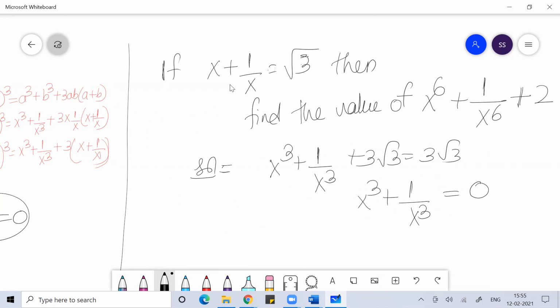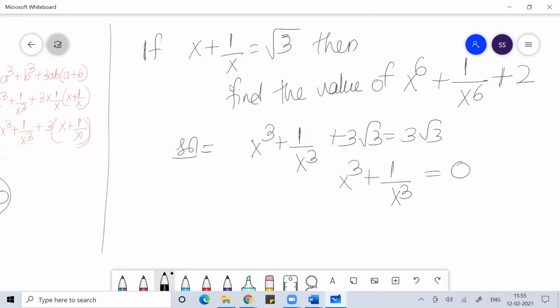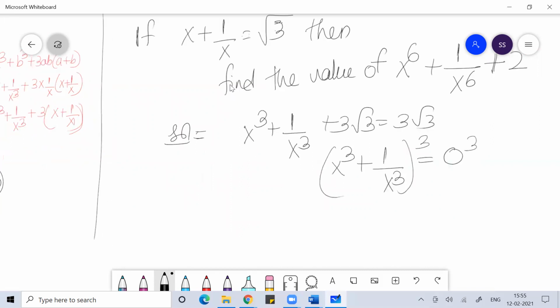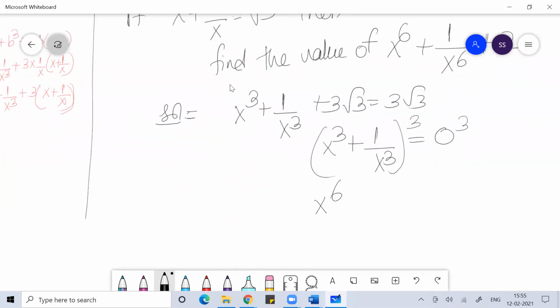Okay, now you know this part. Now, what I can do is take the cube on both sides. What I'll get is x to the power 6 plus 1 by x to the power 6 plus 3 into x to the power 3 into 1 by x to the power 3 times (x to the power 3 plus 1 by x to the power 3), that is equal to 0.